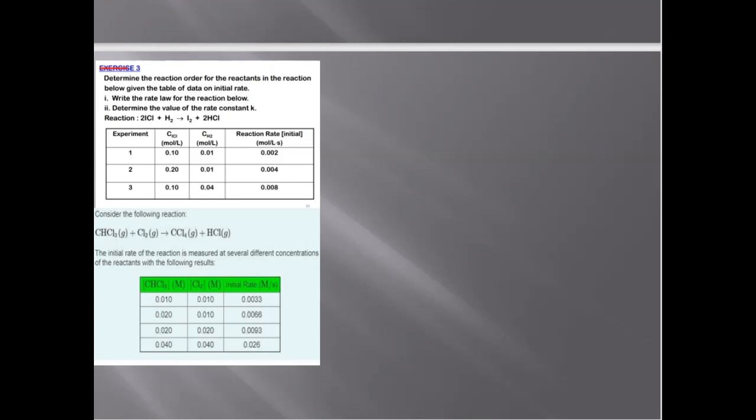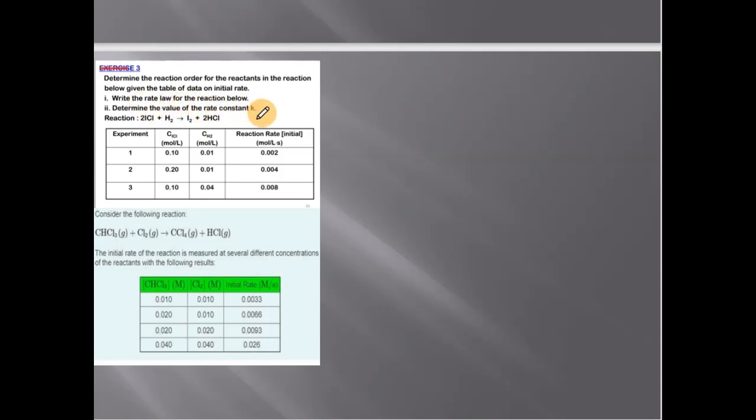So take your calculator and let's do this together. After that, I'm going to leave the second question for you, so you try your hands on it and drop your answer in the comment section. So let's try this one. Determine the reaction order for the reactants in the reaction below, given the table of data on the initial rate. You are to write the rate law for the reaction below and determine the value of the rate constant K.